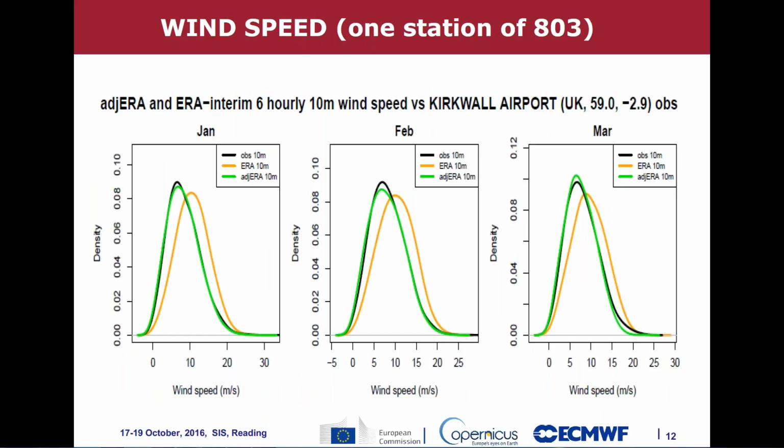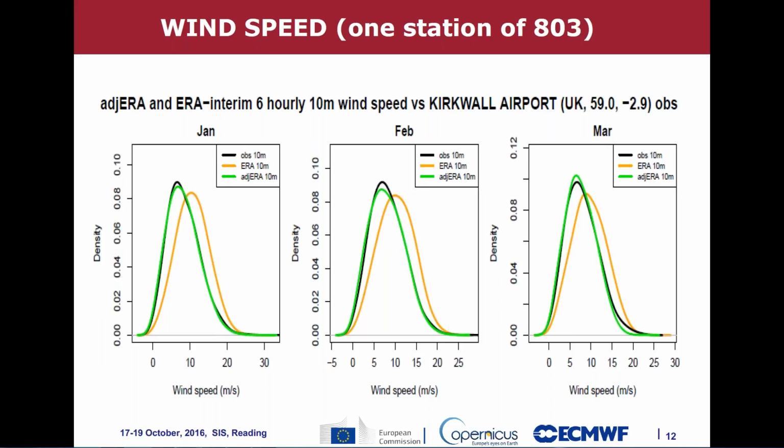Now, what this does to an individual station, you can see here. This is the distributional fit with the Weibull distribution in terms of the CDF for observational values here for January, February, and March for the station at Kirkwall Airport on the Orkney Islands in the north of Scotland. And it's based on all the 6-hourly 10-meter wind speeds during each of those 3 months. And the black line is the observations at 10 meters, and the brown line is the ERA-Interim values for the nearest grid box, or the grid box that contains Kirkwall.